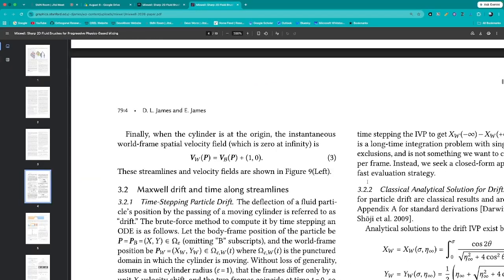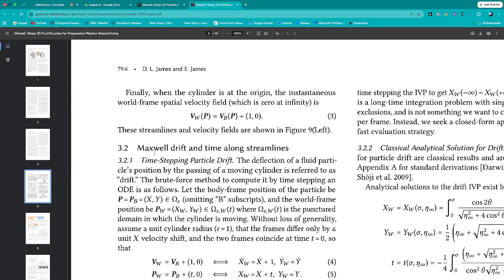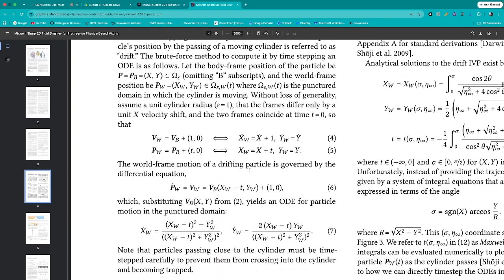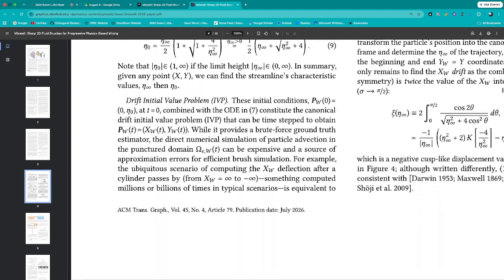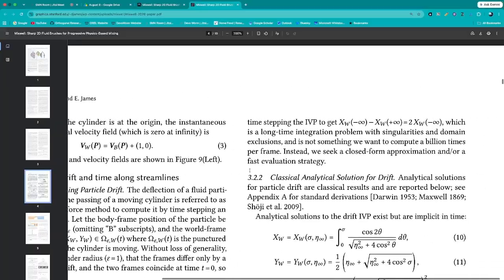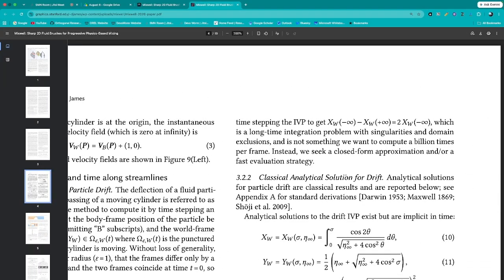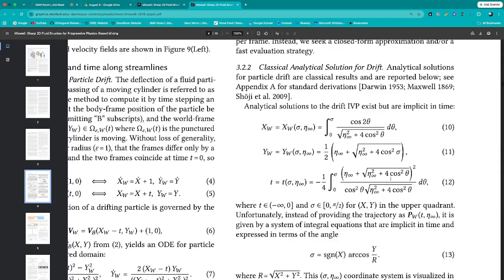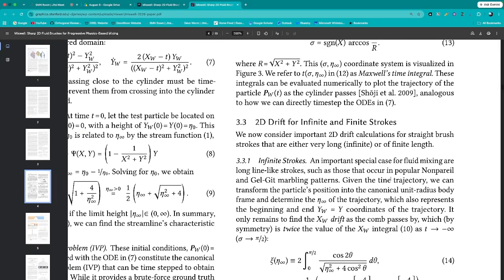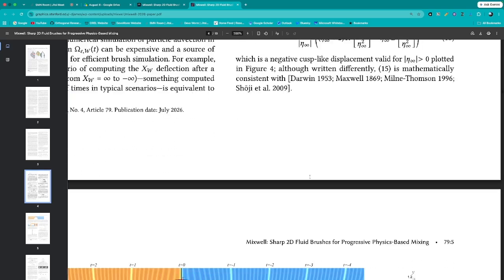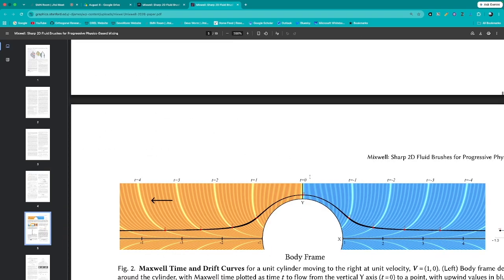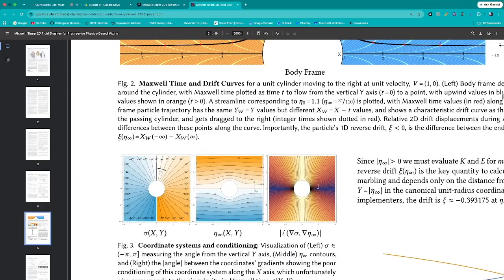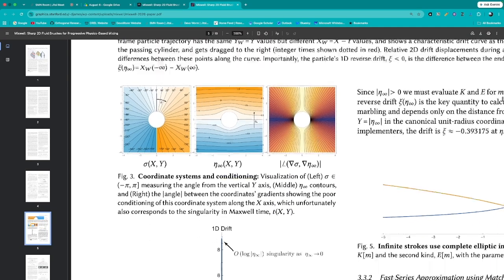It gives the mathematics for that. It talks about Maxwell drift and time along streamlines, and the equations for that. Classic analytical solution for drift. So we're doing a lot of things with drift. 2D drift for infinite and finite strokes. Infinite strokes and finite strokes. And they give the mathematics here.